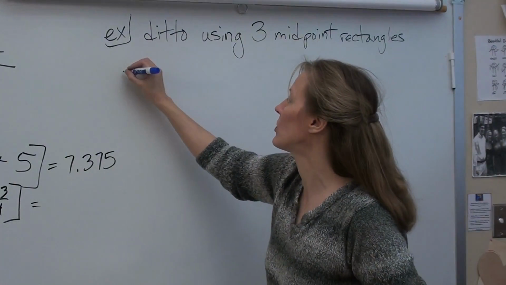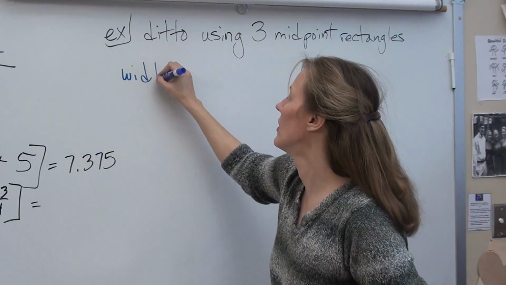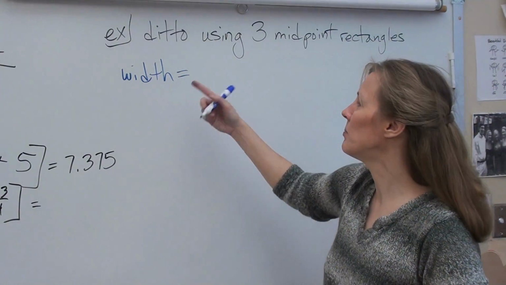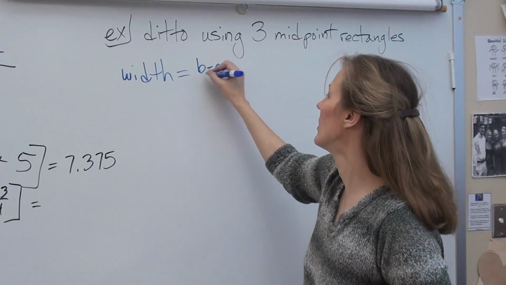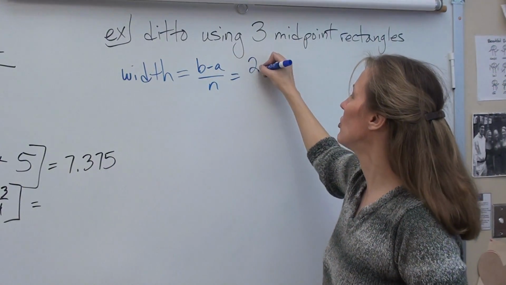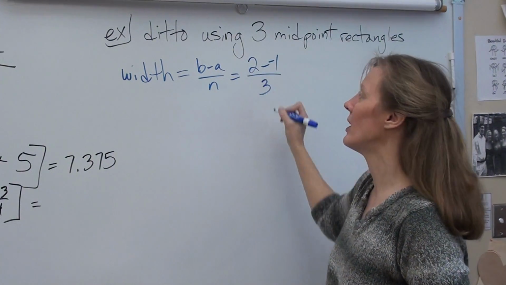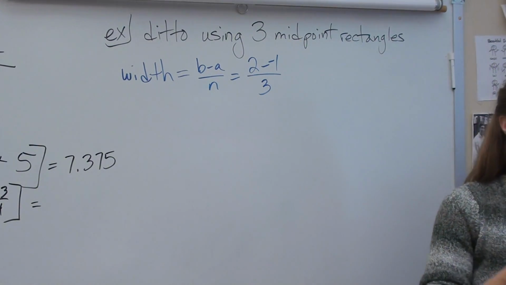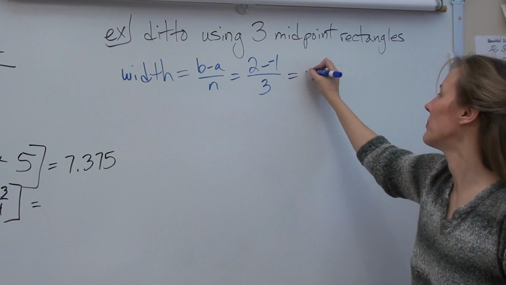First thing we have to do, of course, is find our width. We have a new number of rectangles, so we have a new width. It's still b minus a over n. So it's still 2 minus -1, but now our n is 3. So what is the width of each rectangle for this problem? It's 1.